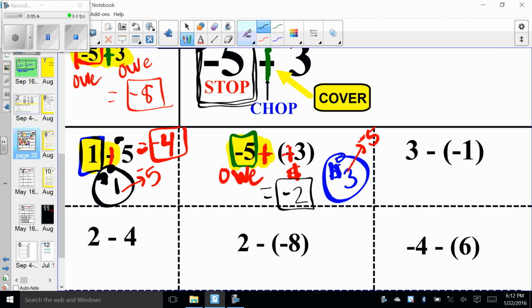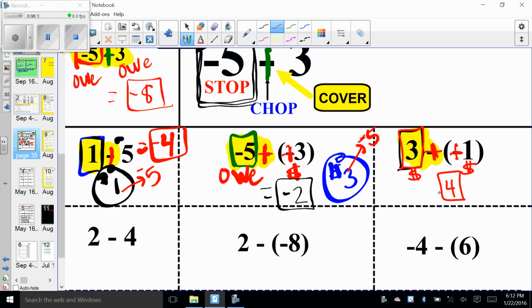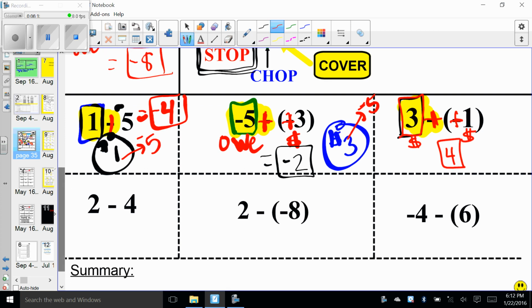Next example, we said no, we do not subtract in Ms. Volkman's class. So stop, chop, chop kicks in. So we have the stop sign here. We're going to change that subtraction to addition. Then we're going to cover that up and just look at the sign of the last number. That last number right now is negative. So we have to chop again because we have our stop. We chopped. We have to chop again. That's a negative, so we chop it to a positive. So that becomes $3 in the bank plus $1 in the bank is $4 in the bank. Take a look at that. Make sure you're feeling good about what we just did.